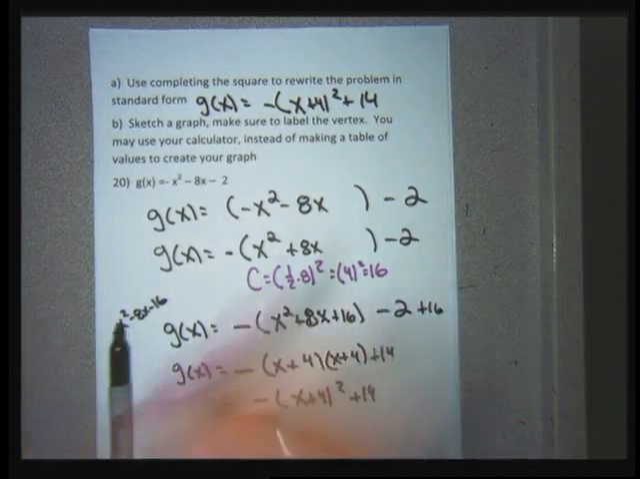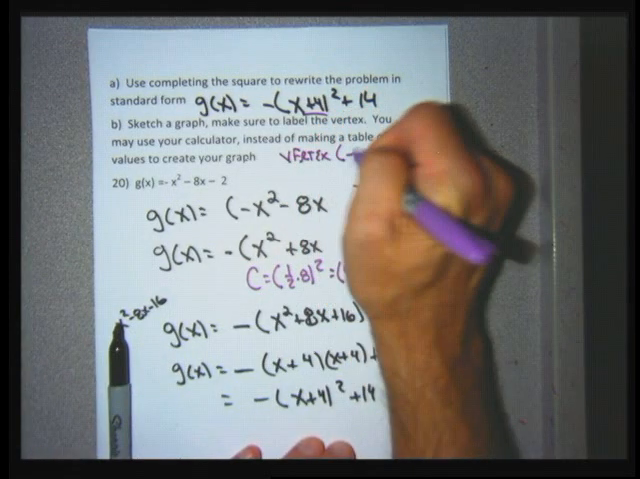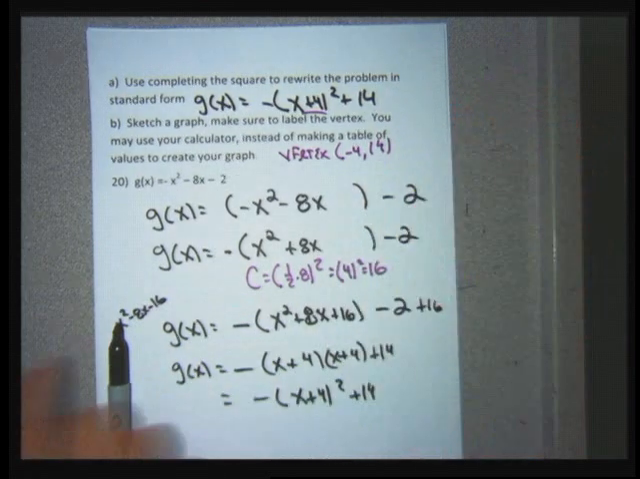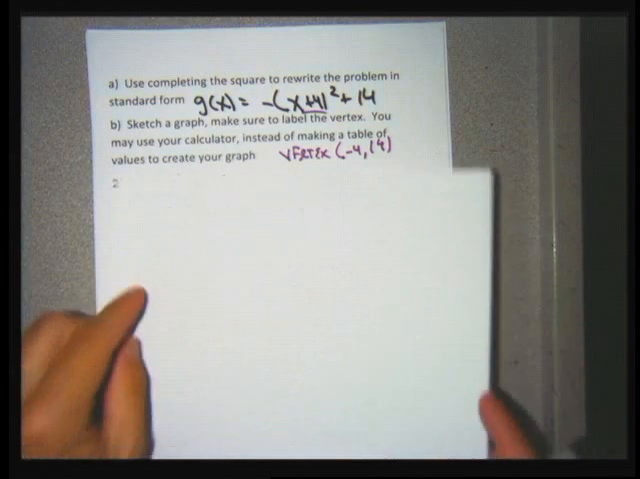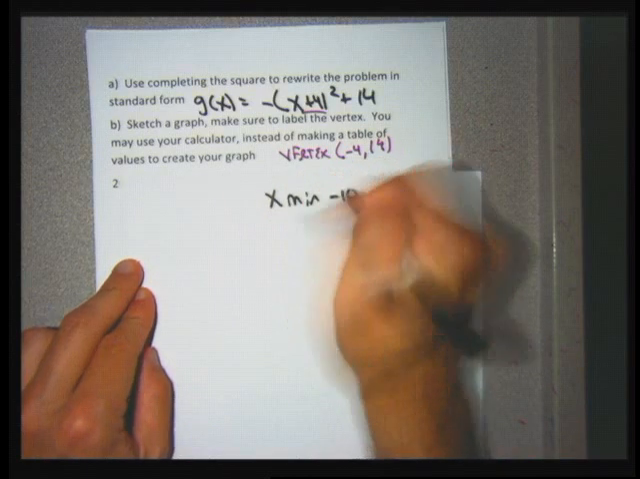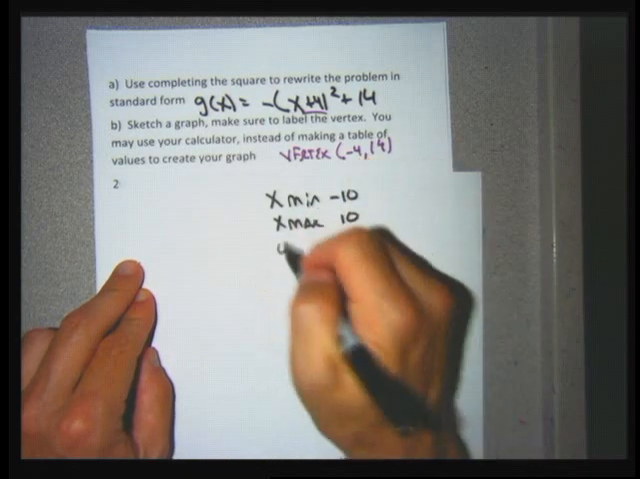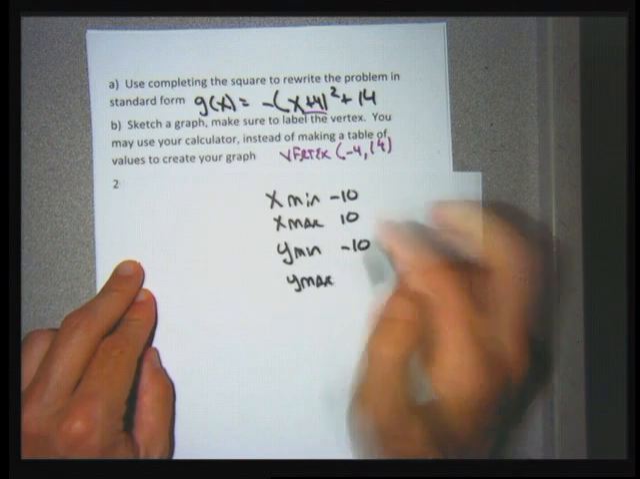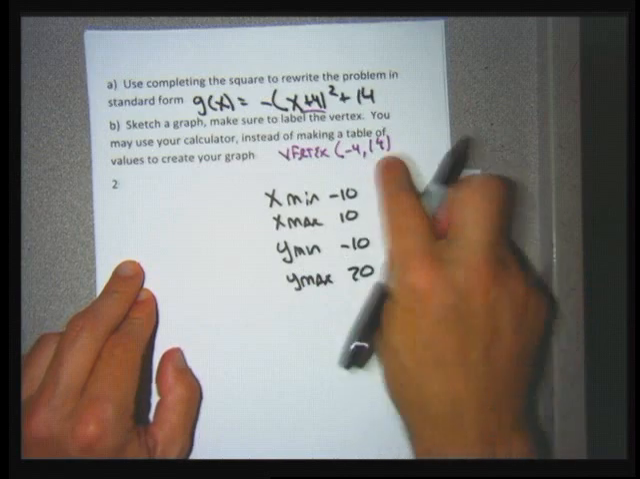I know that the x coordinate of the vertex, I'm going to change that sign, which is going to be -4. The y coordinate of the vertex is going to be that 14. So when I go to sketch my graph, when I do my x-min, x-max at -10 to 10, that's still going to show that -4. But my y-min at -10 to 10 won't show the 14. I need my y-max to be higher than 14.